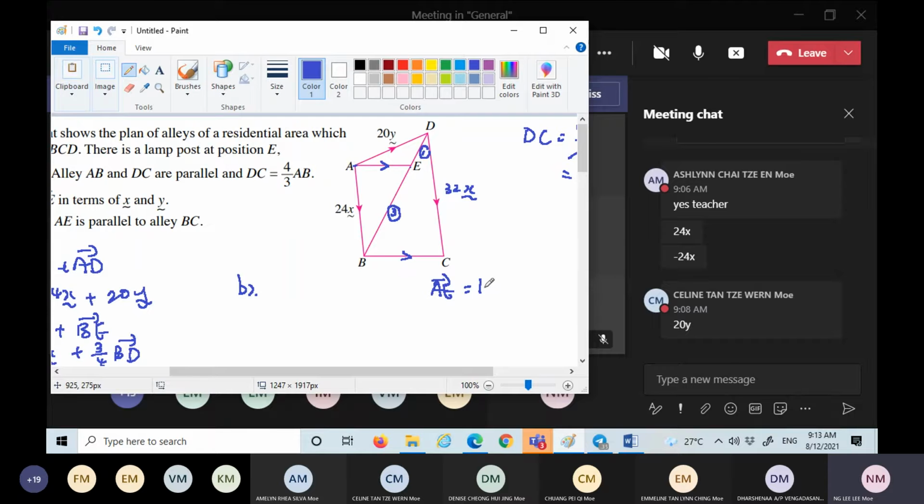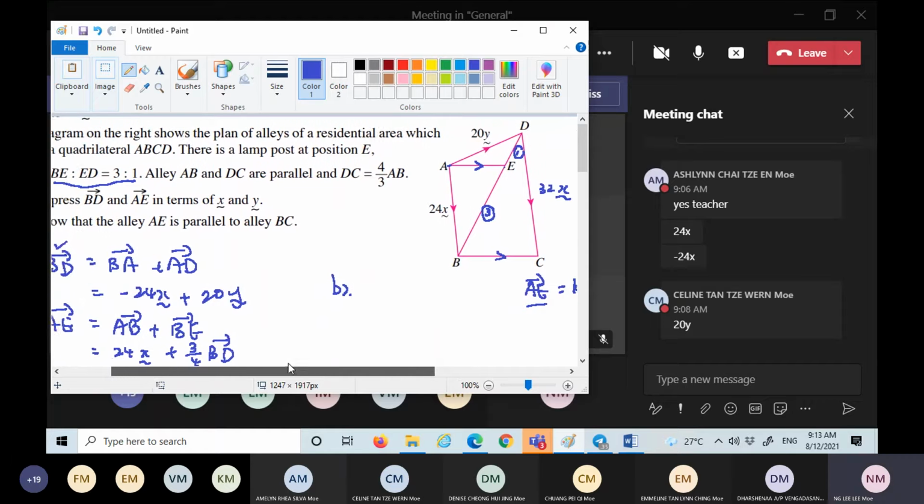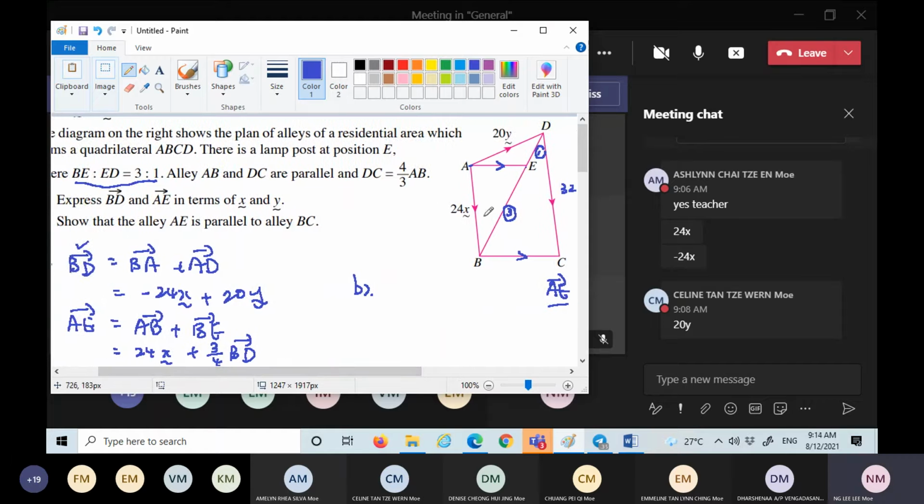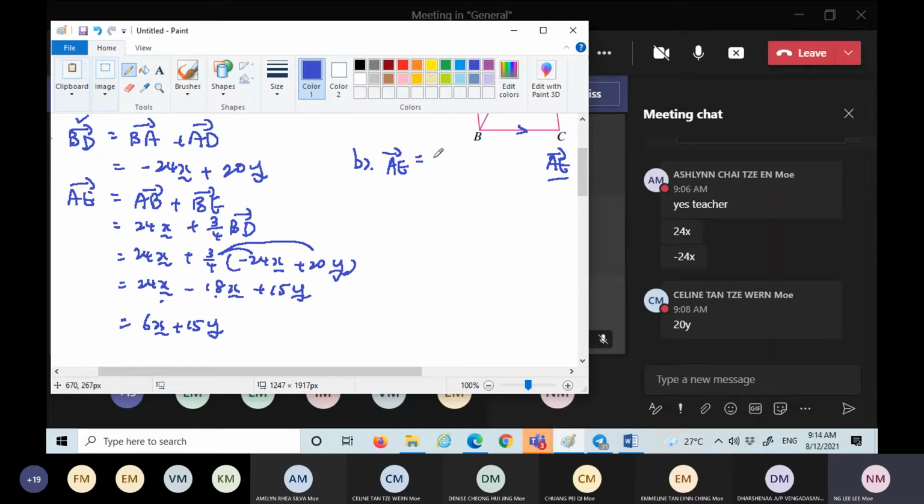Either you put lambda or you put a K also. I must do until I can show this with the K being a fraction or whatever, then I can say they are parallel. So I must have AE and I must have BC. Do I have AE? AE is here in part A. So I write out again AE as 6x, 15y.